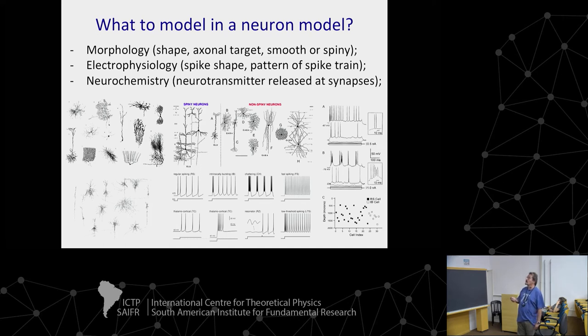You can also focus on the type of neurotransmitters that the neuron releases, which is important for the type of synapse you want to model. So you have to choose either one or a combination of those features to put in your model. So it's not simple. It's not easy to do that.